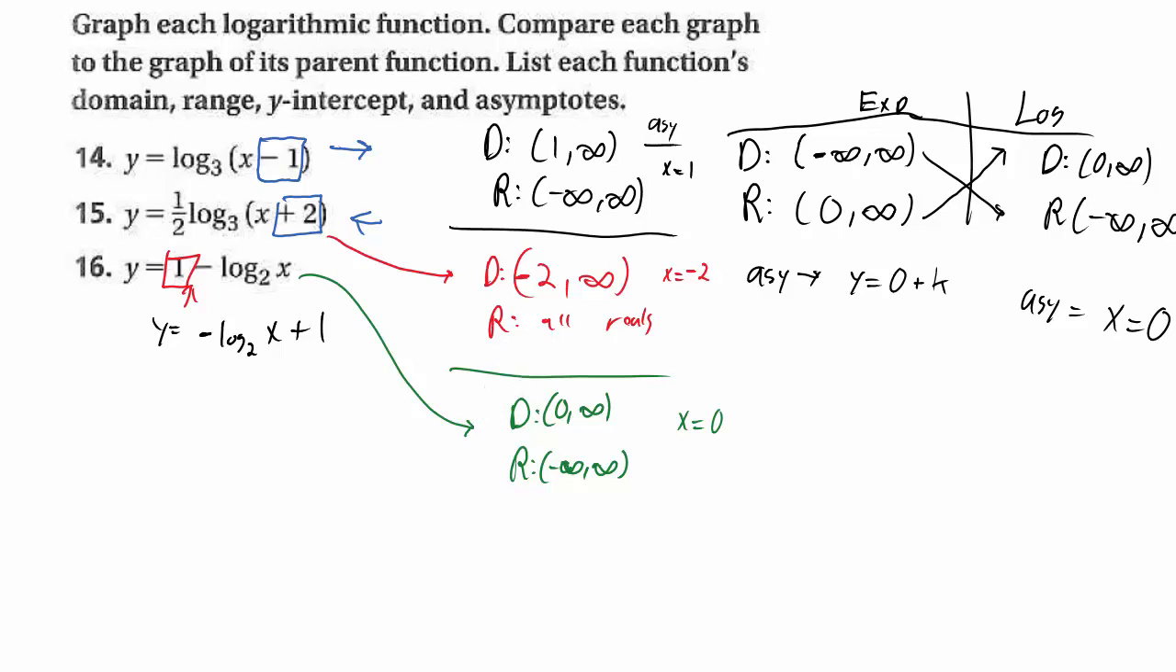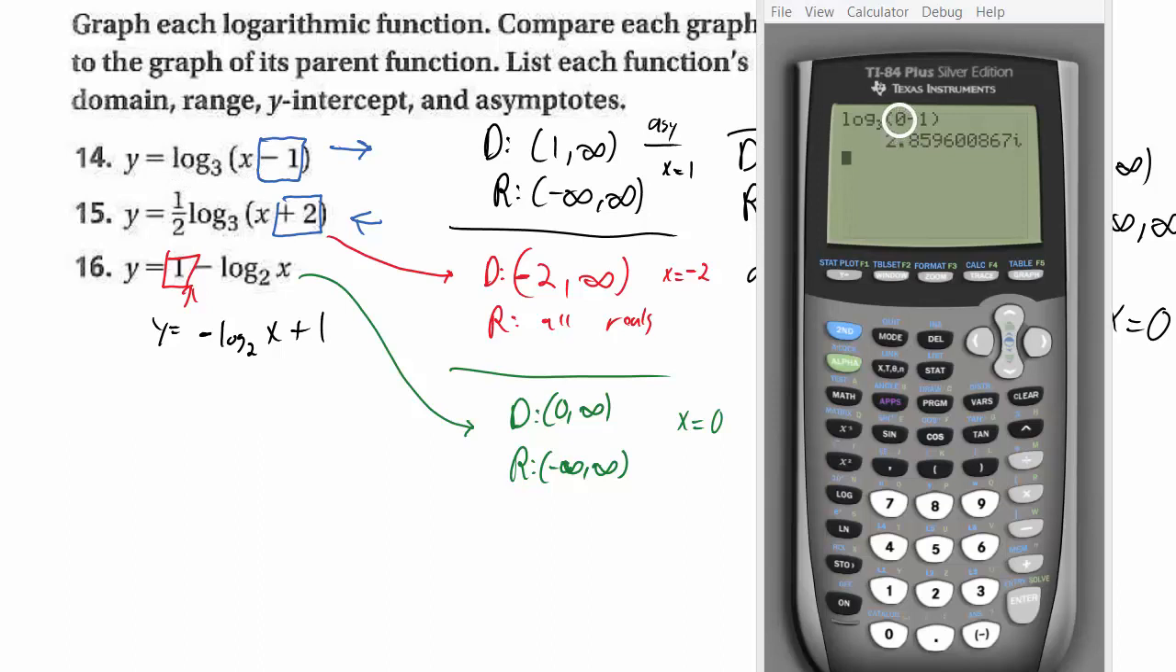Now, as far as the y-intercepts, y-intercepts are really easy to find. You just plug 0 into the equation. So for 14, I just plug 0 into that equation, and notice how it gives me an imaginary number. So a y-intercept is when the x is equal to 0. That means, since it's imaginary, there is no y-intercept for number 14, which makes sense because there is no 0 in the domain. So that checks out with our logic.